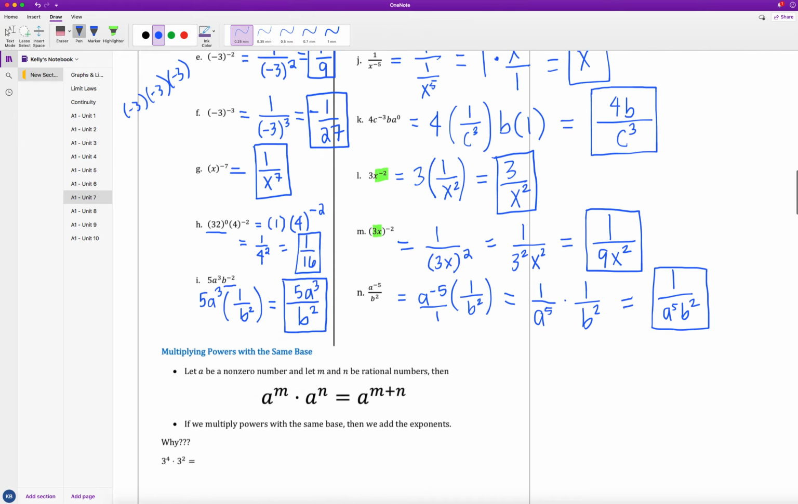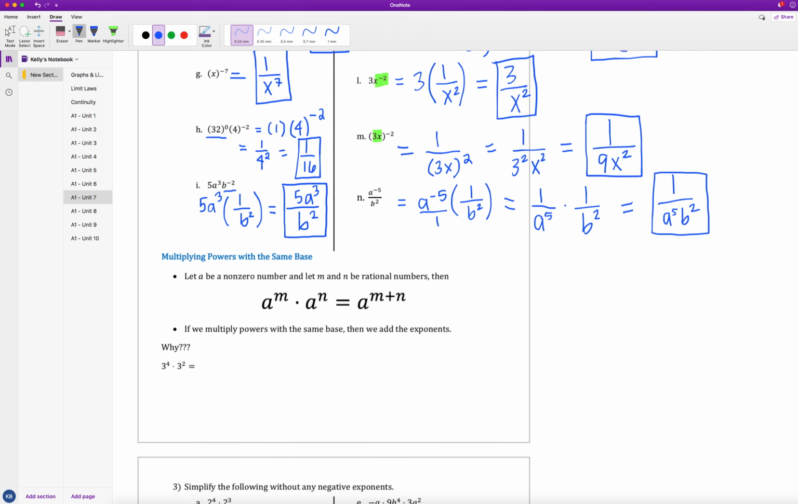Okay, let's look at our next property. So our next property says multiplying powers with the same base. So we've already done the 0 as an exponent and how to deal with negative exponents. So this next property is about what happens if I multiply two bases that are the same. How do I deal with their exponents to combine them? Well, if I have a to the m times a to the n, that's going to be equal to a to the m plus n. So if I have it written out down here for us, if we multiply powers with the same base, then we add the exponents together.